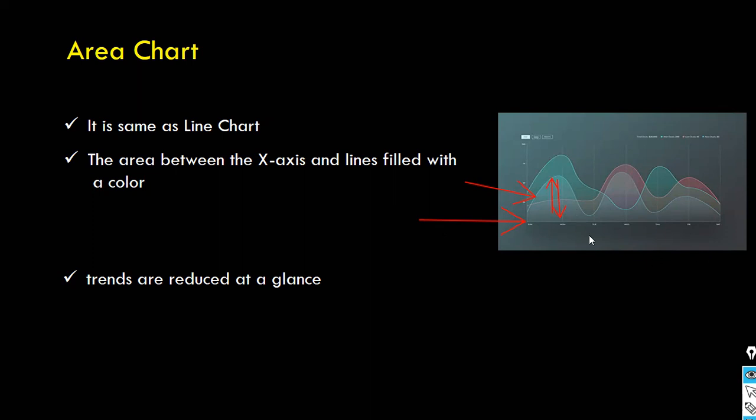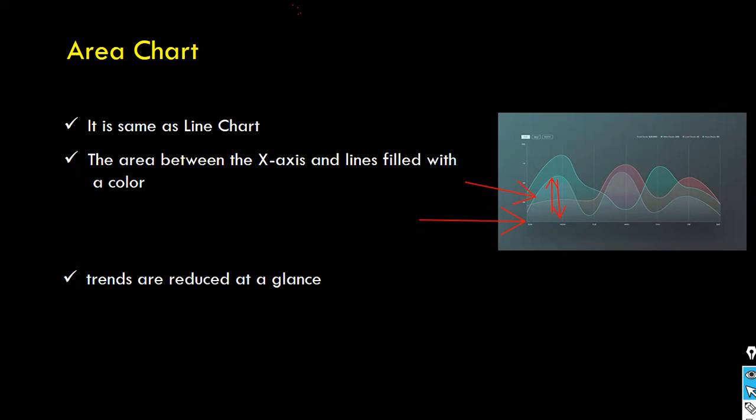Here it fills the area between the x-axis and the line with some color, and it's stacking the data series on top of each other. So this is one category, this is your furniture category, this is your technology category, and the other one is the electronics category. So it stacks each data series on top of one another. That is what we see in the stacked area chart. Very good. With the area chart, the trends are visible at a glance.